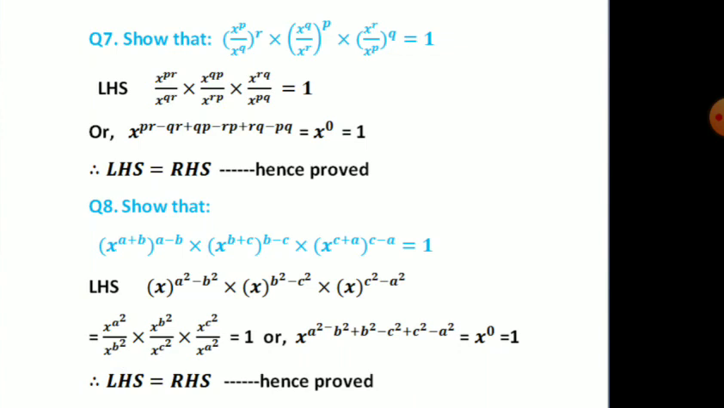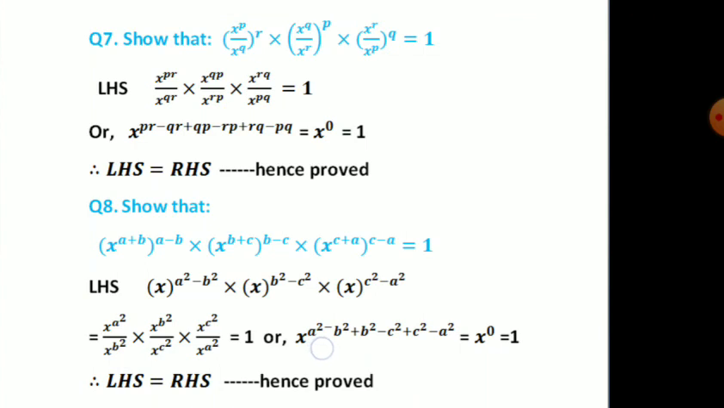Another alternative, as I have taught in the previous sum also, that is taking x common. If I write all these exponents, that is a square minus b square, there is a multiplication in between, so there is plus b square minus c square.